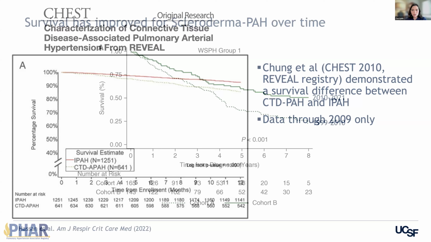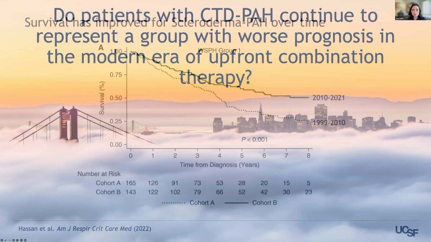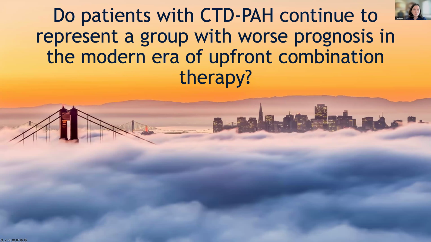More recent data also shows us that patients with scleroderma PH have had improved survival over time. This is data from the Hopkins group focusing on scleroderma, as it's the largest proportion of CTD PH and also represents patients who had the worst outcomes in the REVEAL registry. And this improvement in survival is potentially attributable to our better understanding of the need for aggressive upfront PH therapy, regardless of etiology. And so that leads to the main research question of our study, which is, do patients with CTD-PH continue to represent a group with worse prognosis in the modern era of upfront combination therapy?